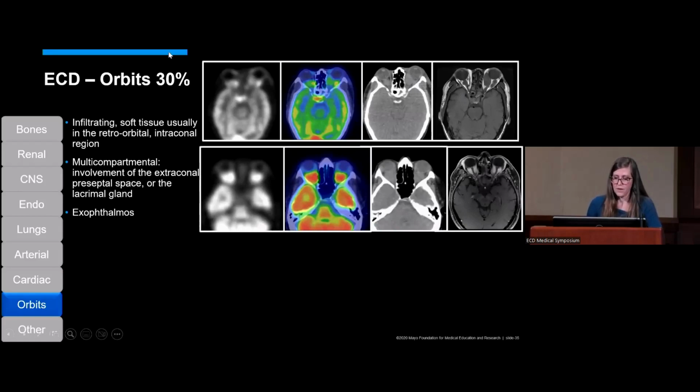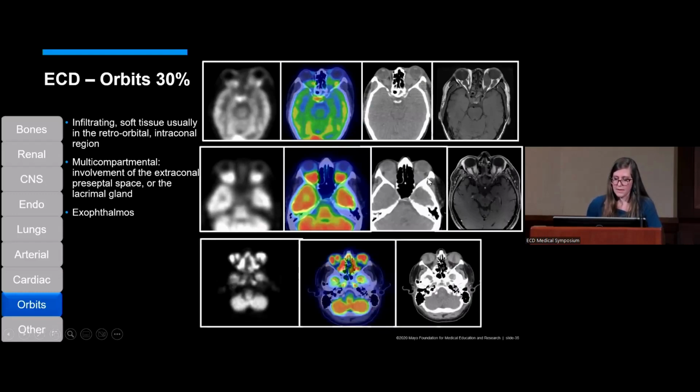This most likely wouldn't be missed on a PET CT. And you have pretty diffuse soft tissue in the retroorbital region. And then an example of multi-compartmental involvement in the orbits.